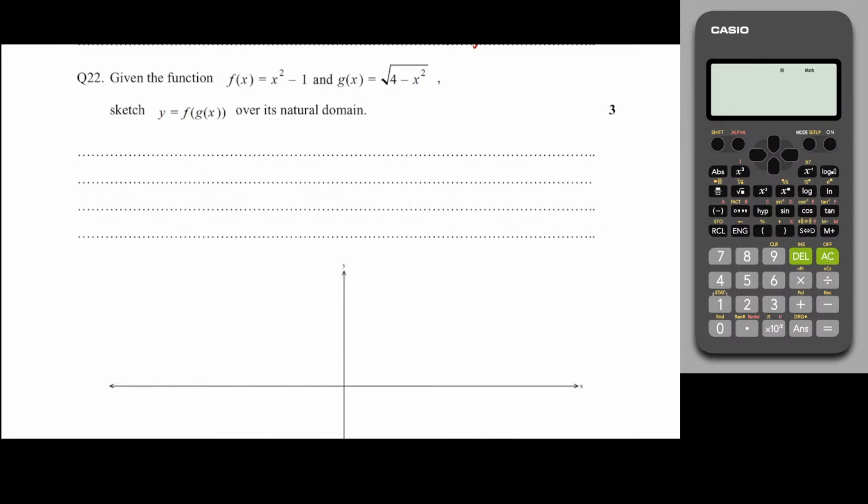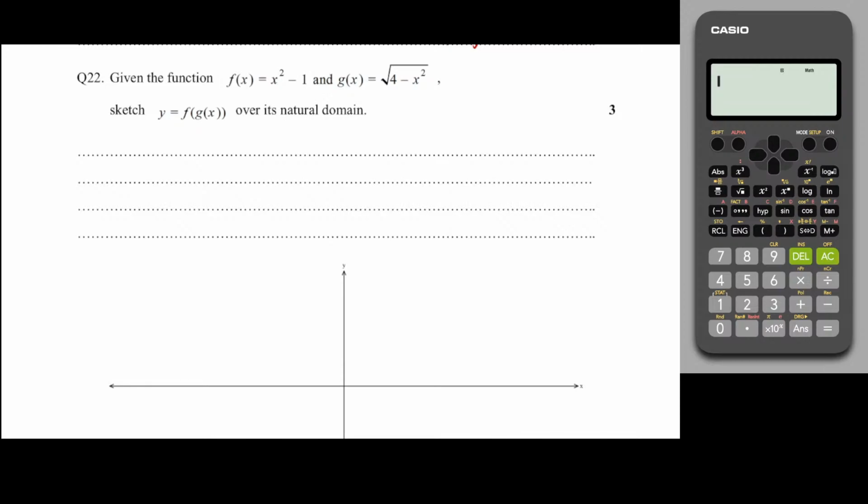So first one, 22. Given a function f of x is equal to x squared minus 1, and g of x is equal to the square root of 4 minus x squared. Sketch y is equal to f of g of x over its natural domain. So f of g of x. Pretty straightforward this one.